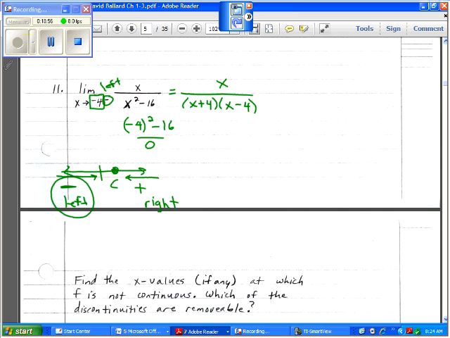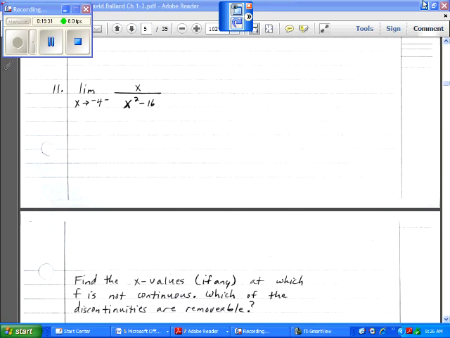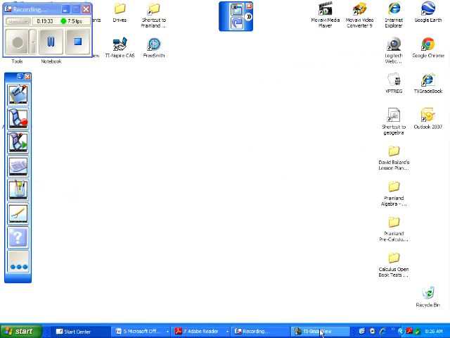Therefore, the limit as x approaches -4 from the left might exist, but the limit itself does not exist. At least we can't find it by trying to create a g function equivalent to the f function, so we're kind of stuck. So let's graph x over x squared minus 16, just so we can get a picture of this situation.